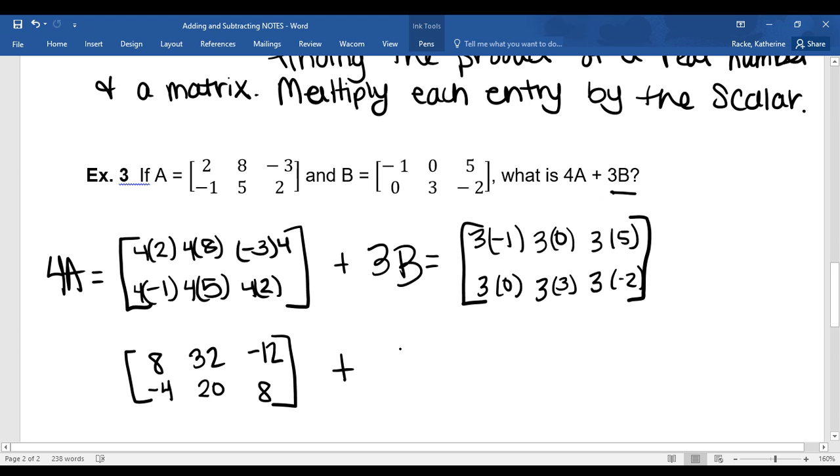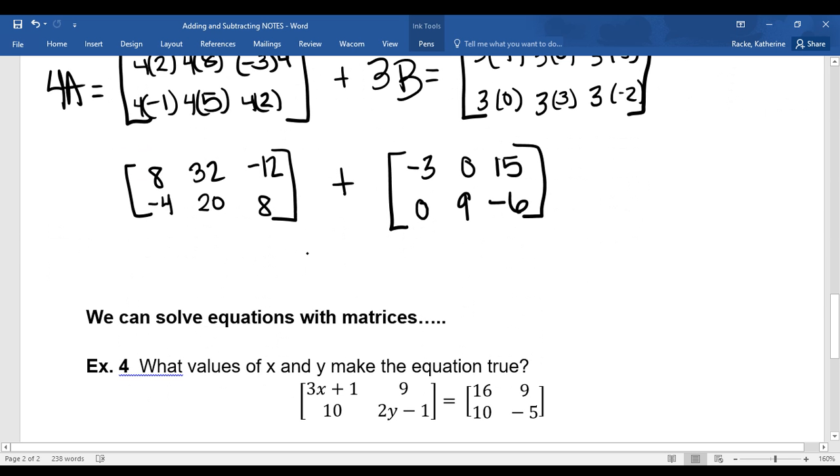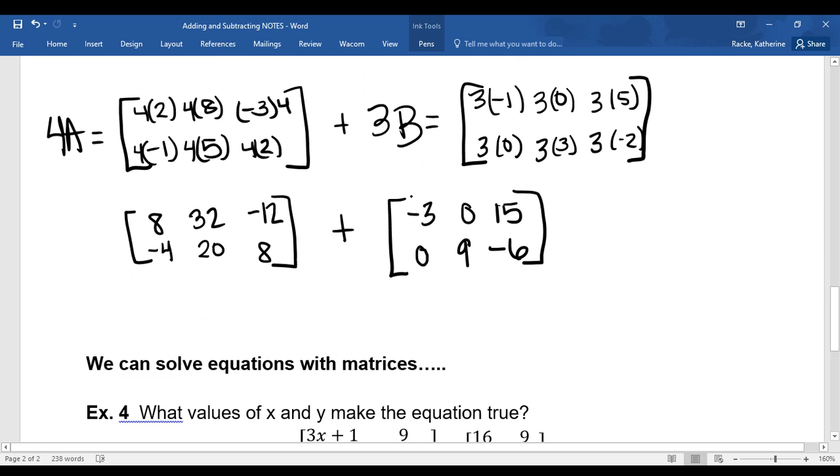Okay, so our new matrix, we're going to start with 3 times negative 1 to give us negative 3. 3 times 0, which is 0. 3 times 5 to give us 15. 3 times 0, 0. 3 times 3 is 9. And 3 times negative 6... 3 times negative 2 to give us negative 6. Now that we have 4A and 3B, now we just need to add them together.